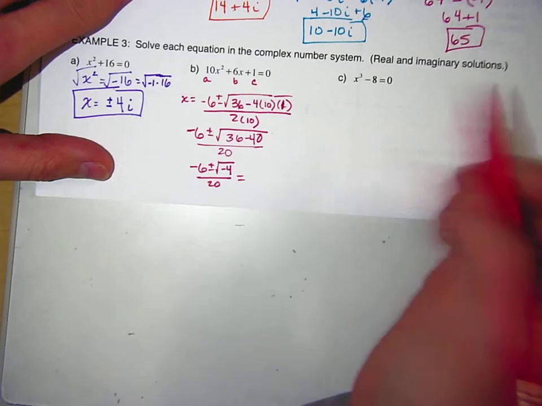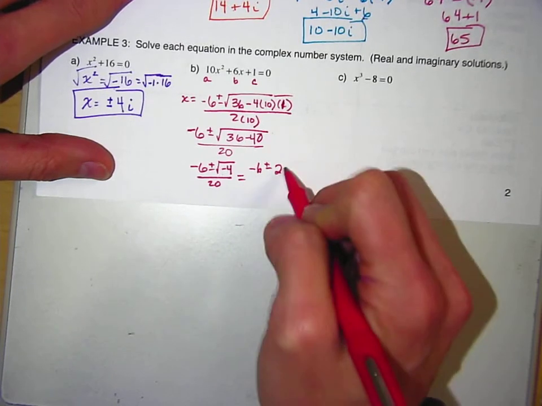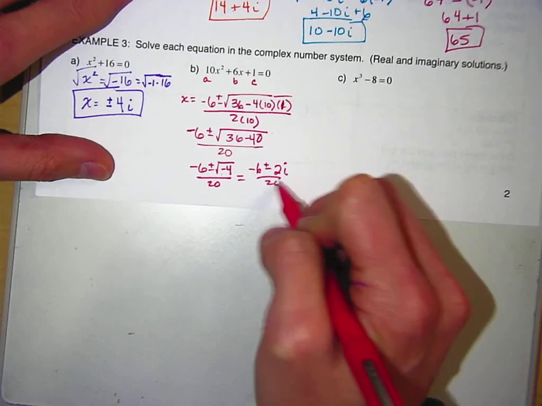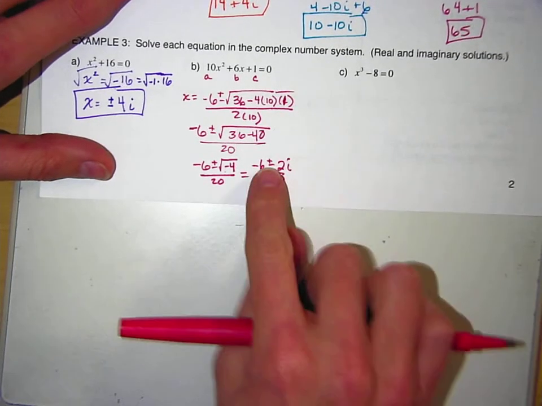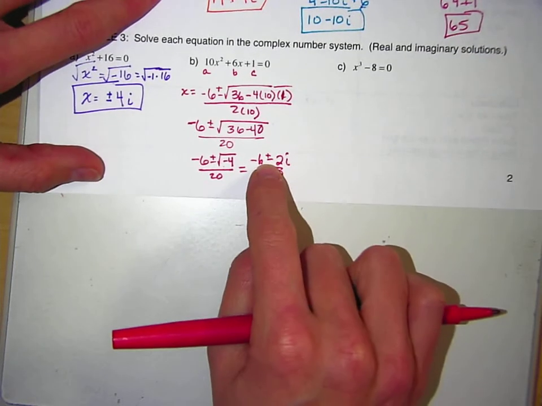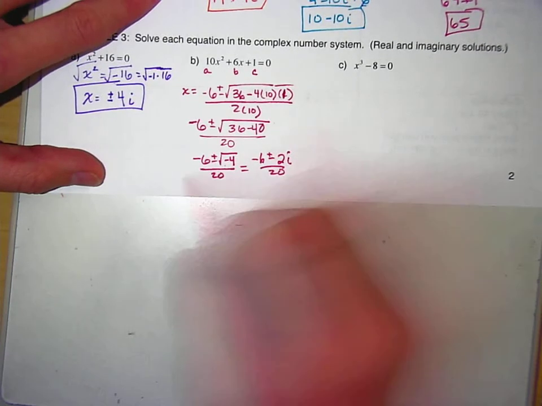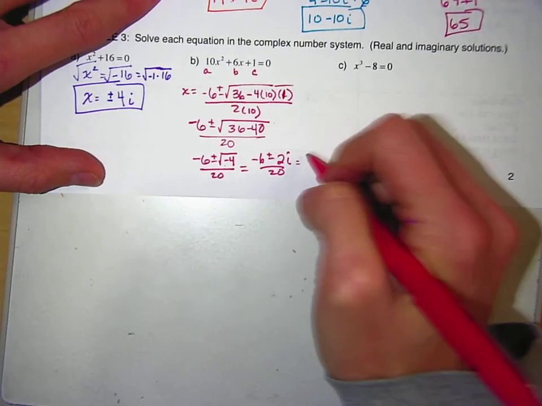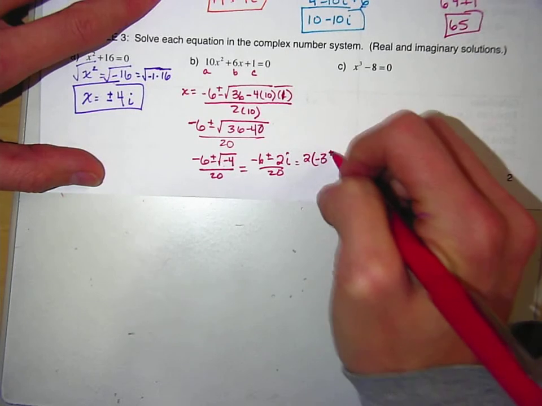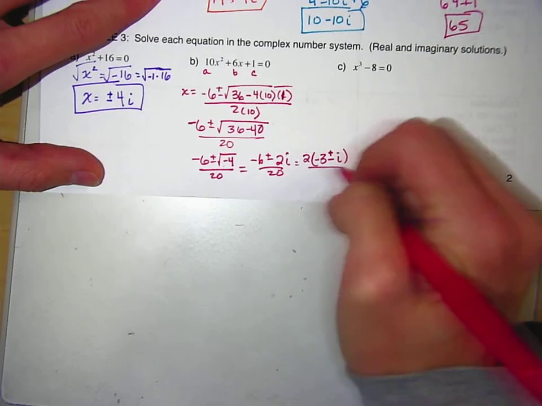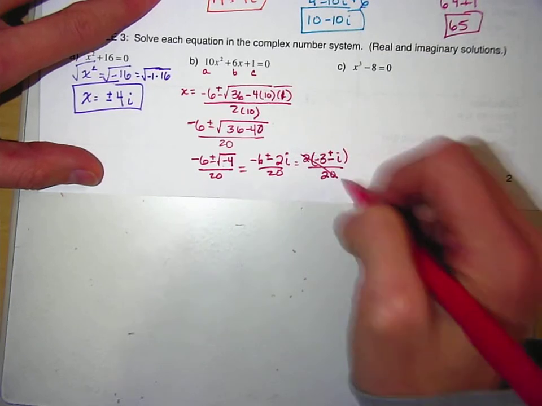So this equals negative 6 plus or minus the square root of 4, which is 2, but with the negative we need to add the i, all over 20. All right, now this is going to be able to reduce. So my suggestion is always to factor the top. So we have a 6 and a 2, so the GCF of that is 2. So we get 2 times negative 3 plus or minus i, over 20. But then the 2 and the 20 reduce to 1/10.